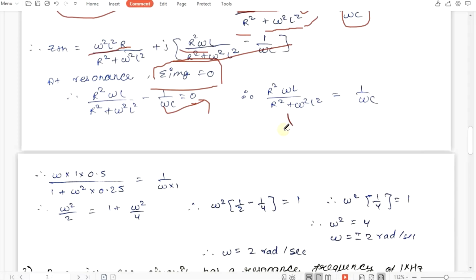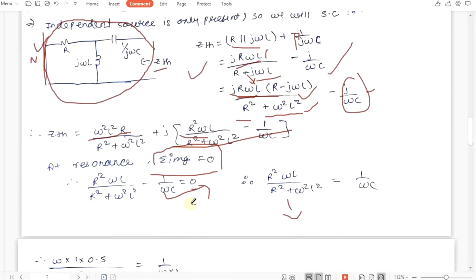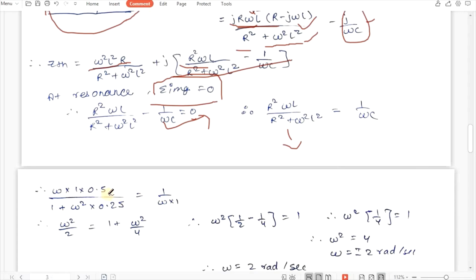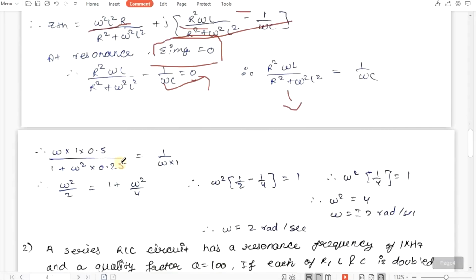Before we simplify further, we are substituting our R, L, C values such that our complication will be reduced. So the R value is 1 ohm, the L value is 0.5, and the C value is 1 farad. If we substitute it, we will get something like this. Now what we are going to do is take this omega here and take it to this side.